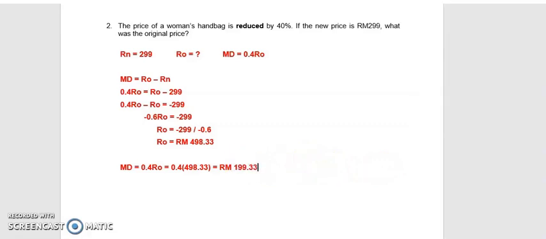This is equivalent to RM 199.33. Or you also can calculate markdown another way. We know that markdown is also equivalent to RO minus RN. So RO is 498.33 minus the new selling price just now, which is 299. So this one also you will get RM 199.33. Okay, so that's how you calculate markdown.